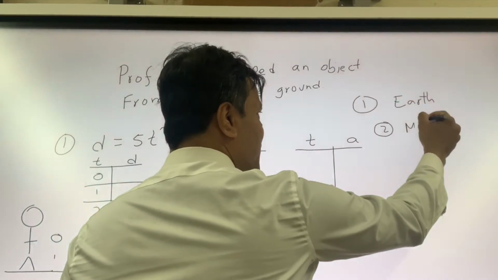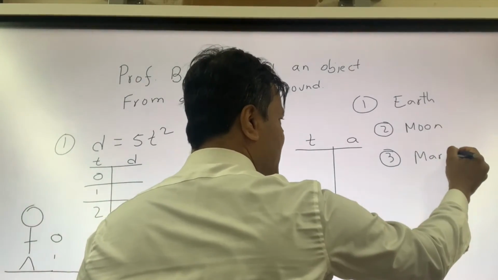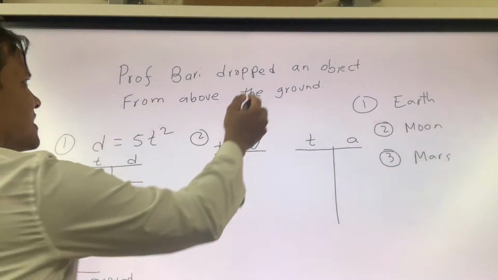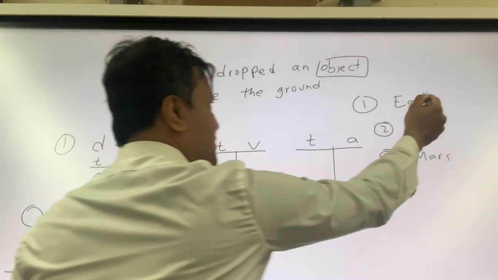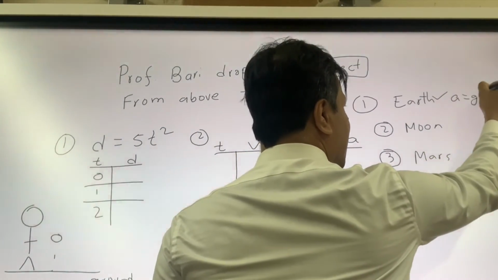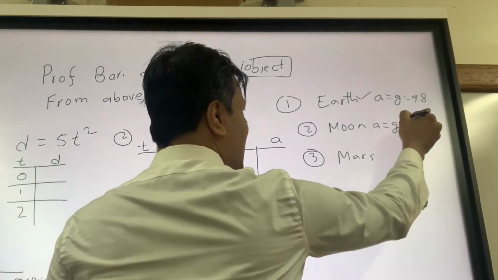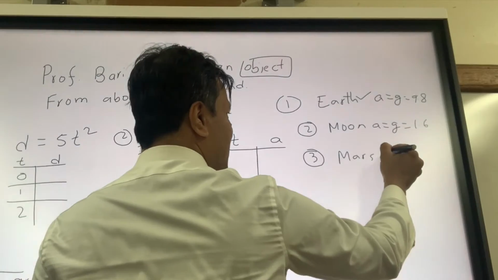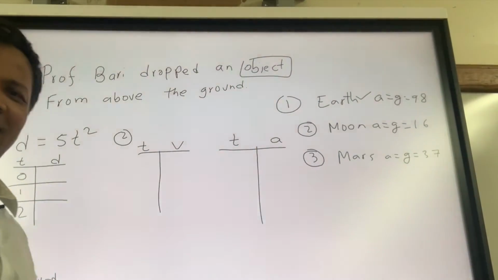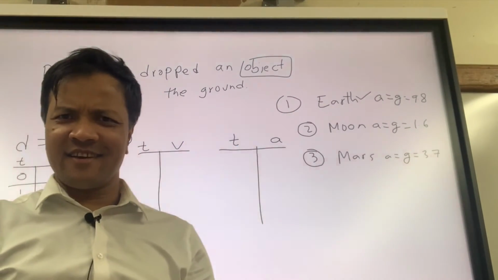to figure out whether I dropped an object on the earth, on the moon, or on the Mars. Okay, did I drop this object from the earth, where acceleration due to gravity is 9.8, on the moon, where acceleration due to gravity is 1.6, or on the Mars, where acceleration due to gravity is 3.7?